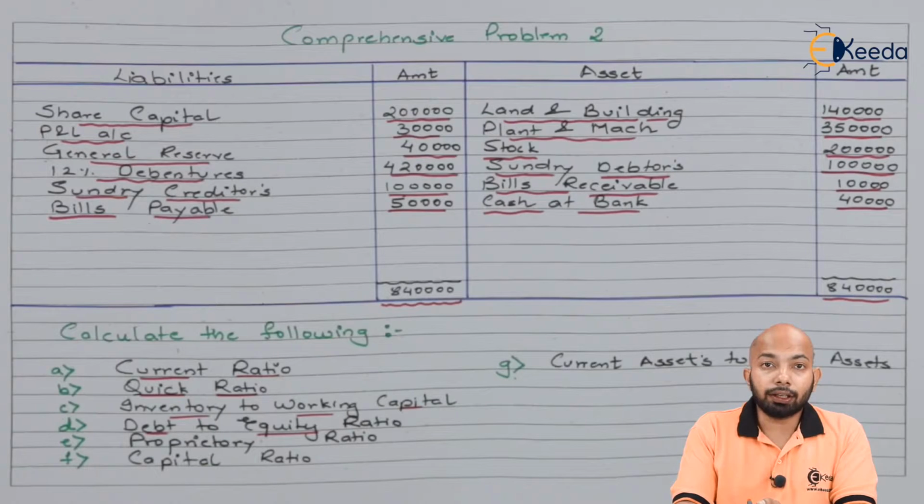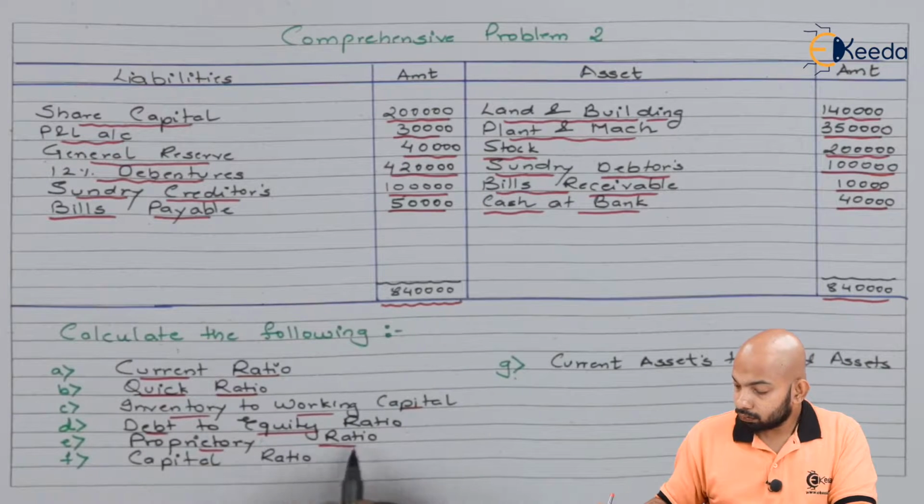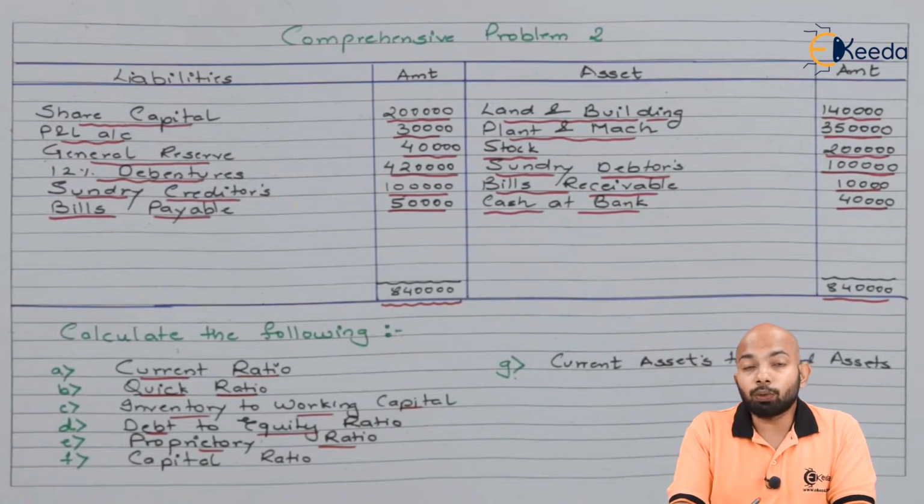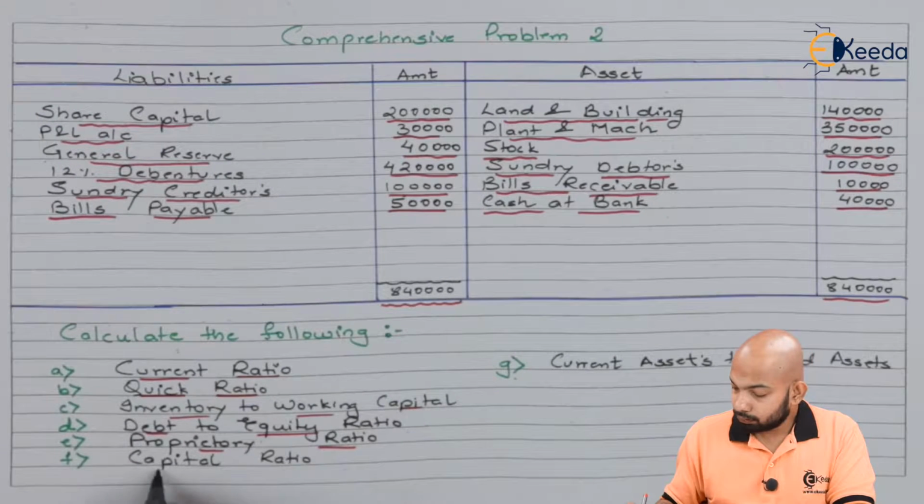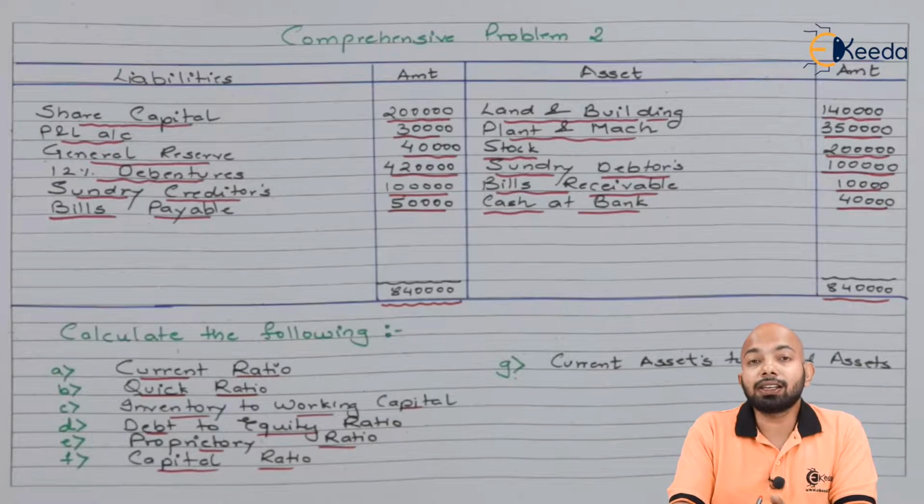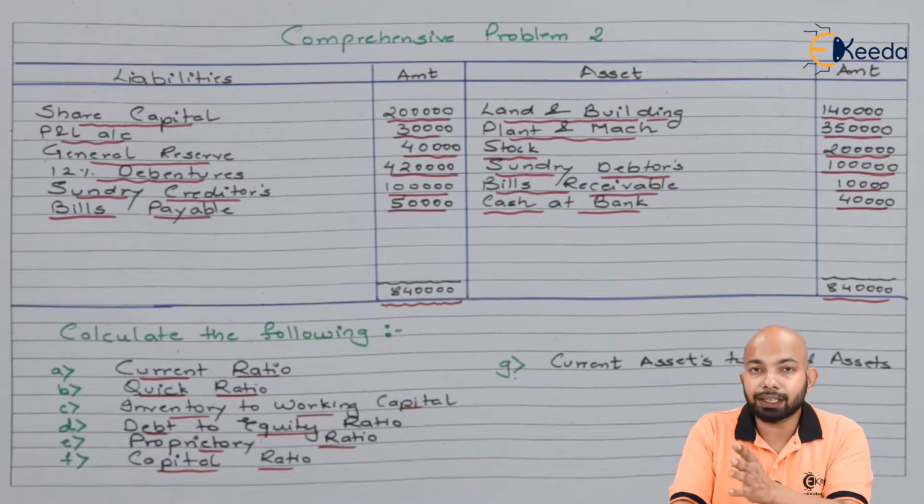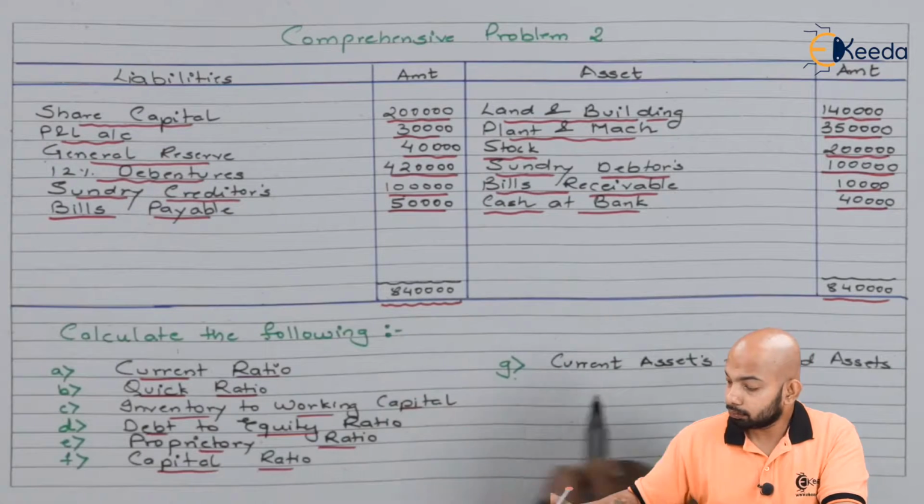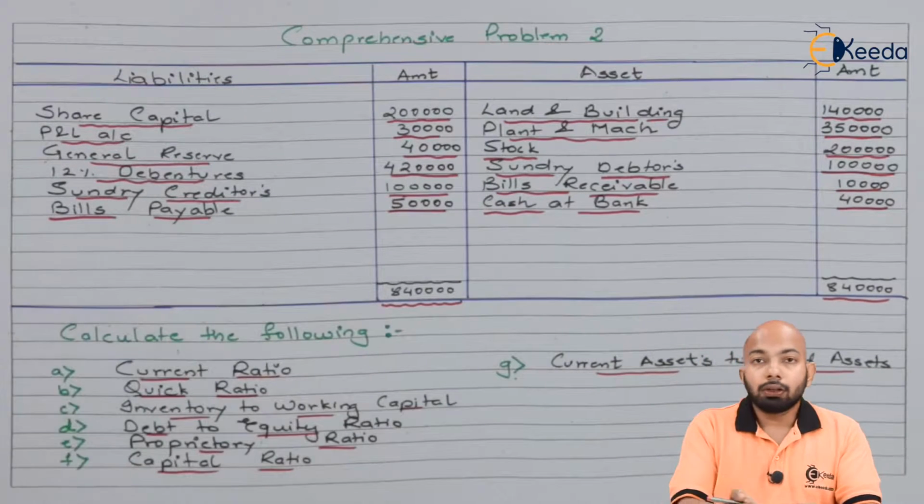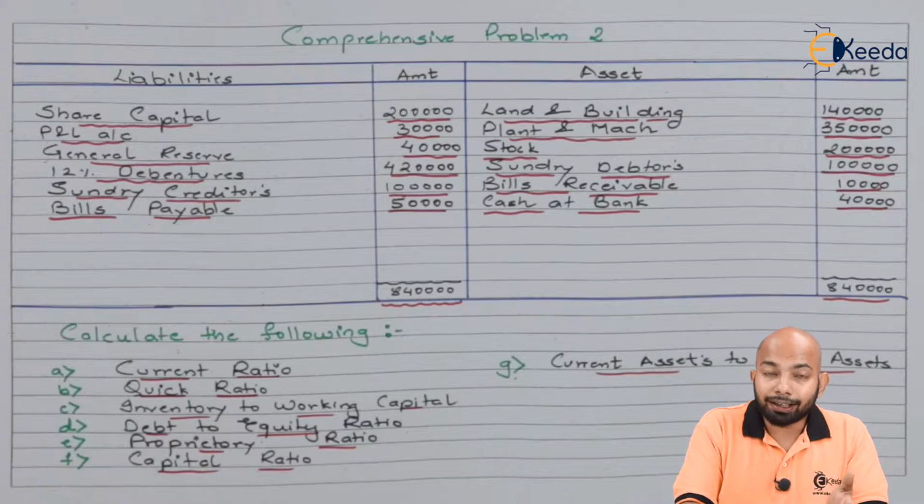Next one is the proprietary ratio. The sixth one would be the capital gearing ratio. And the last one is current assets to fixed assets ratio, that means the ratio between the amount of current assets and the amount of fixed assets. So now that we know the problem, let's start ahead with the solutions.